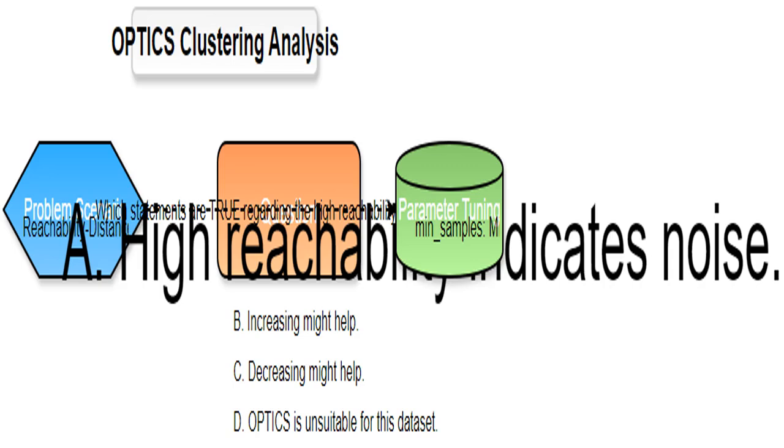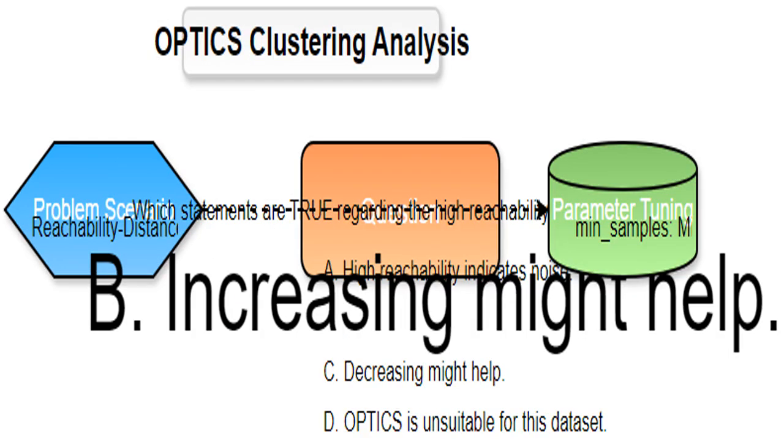This statement suggests that the high reachability distance region corresponds to noise points in the dataset. I think that's a valid interpretation because these points are far from their nearest neighbors. Here we're discussing the impact of changing the min_samples parameter. Increasing this value means OPTICS will need more points to form a cluster, filtering out noise and possibly leading to better cluster separation. I find this to be a reasonable approach.